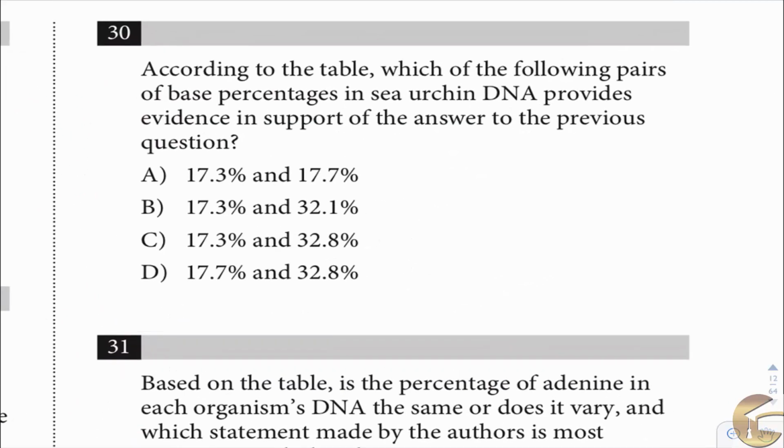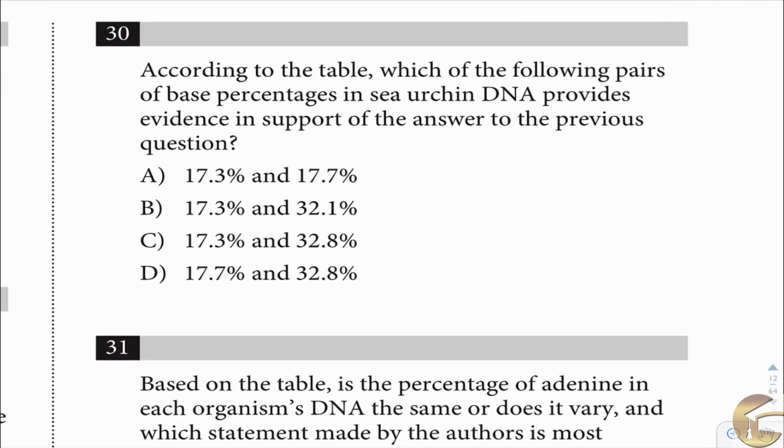Number 30 says, according to the table, now we're just talking about the table on this one, which of the following pairs of base percentages in sea urchin DNA provides evidence in support of the answer to the previous question? So we want to look and see which two percentages in the base percentage of sea urchin DNA provide support. So we want to see which two are going to be closest together, honestly, is what we're looking for.